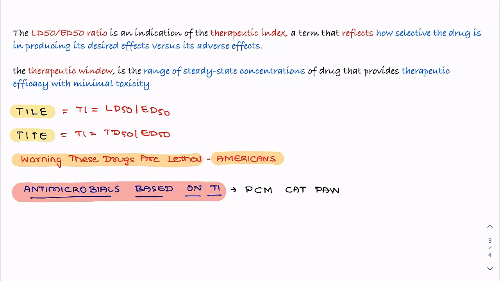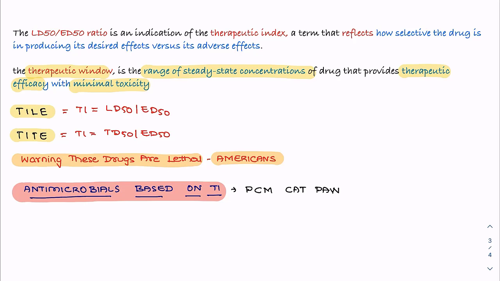What does the therapeutic window say? Therapeutic window is the range of steady state plasma concentration of a drug that will provide maximum therapeutic efficacy with minimal toxicity. Also remember the mnemonic for low therapeutic index drugs: you are warning the Americans that these drugs are lethal. W stands for warfarin, T stands for theophylline, D stands for digoxin, A stands for antiarrhythmic drugs, anti-epileptic drugs, antidepressant drugs, L stands for lithium, and A stands for aminoglycosides.